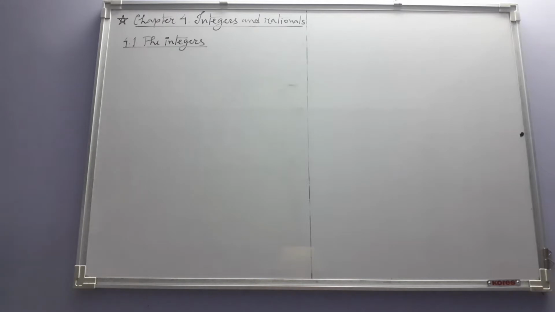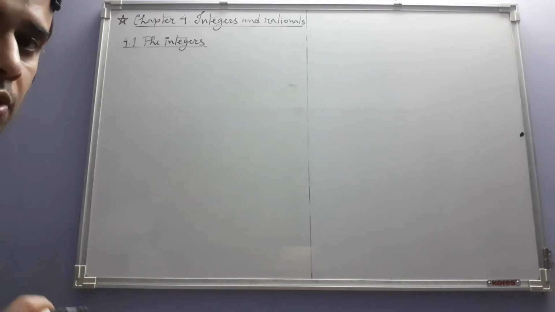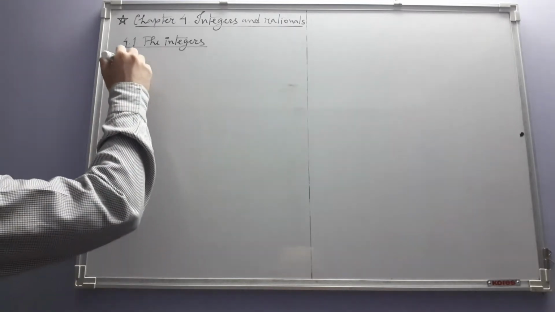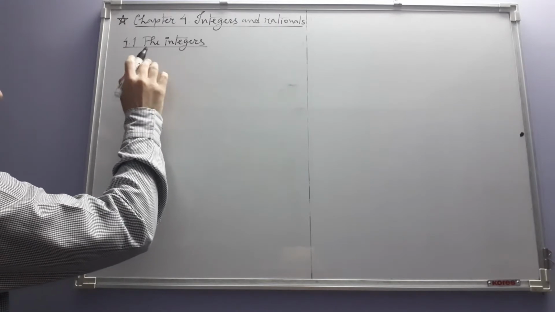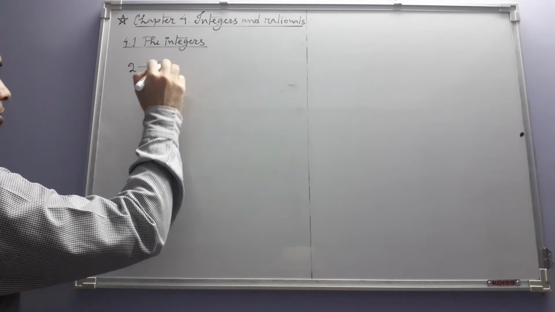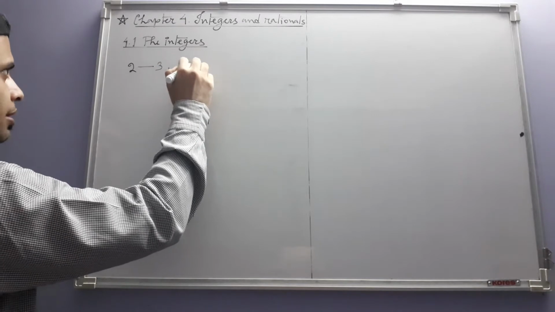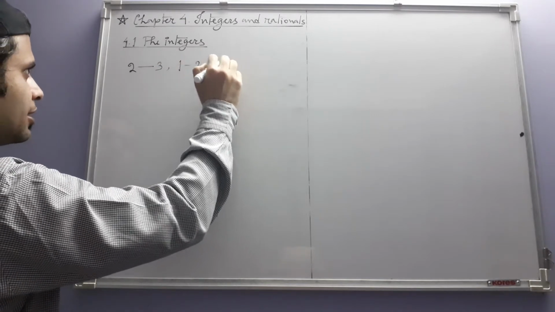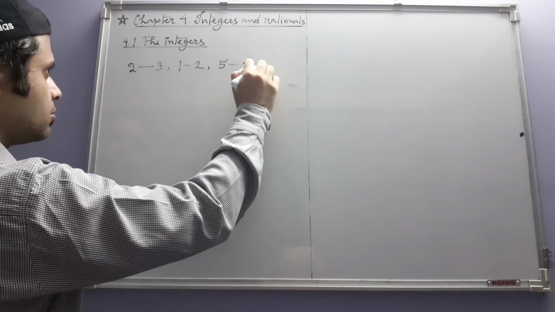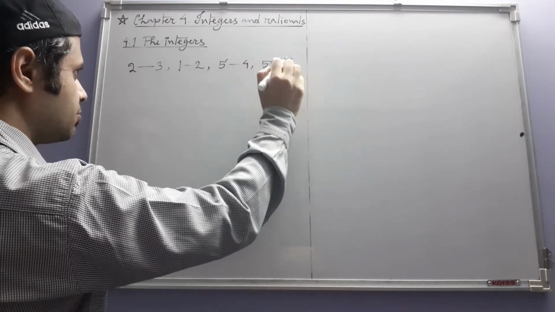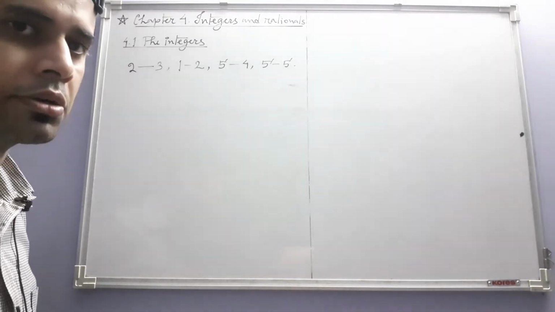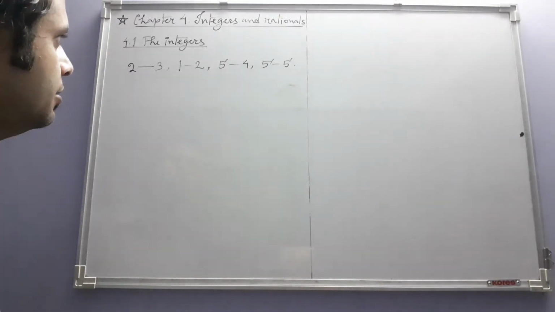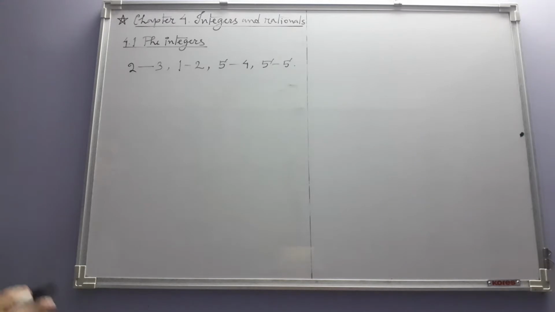Now, informally speaking, an integer is a difference of two natural numbers. Every integer appears in that way. Say for example 2 minus 3, or 1 minus 2, or 5 minus 4, or 5 minus 5. They are integers. We already know about them informally. Okay, we haven't seen a formal development.